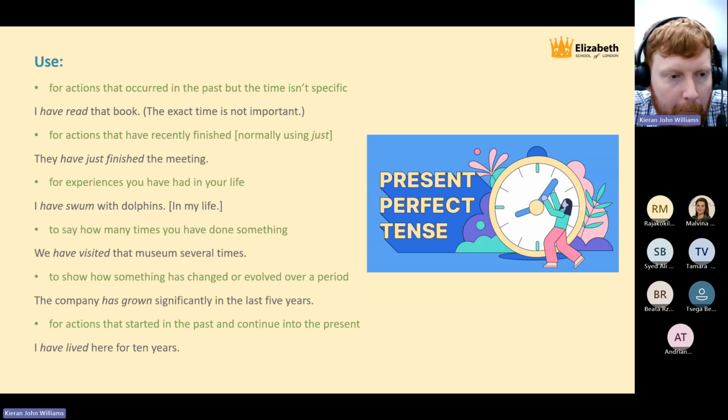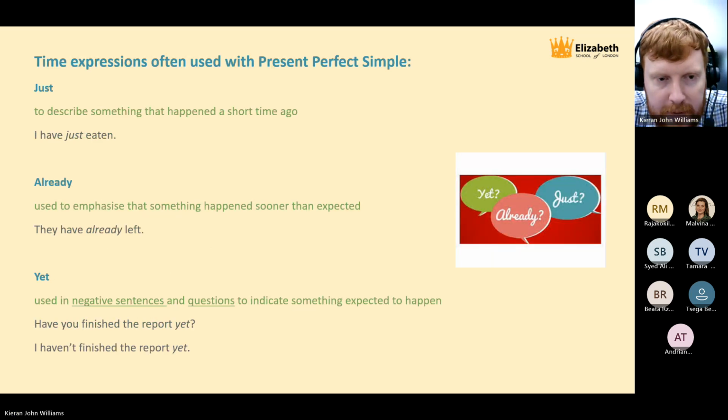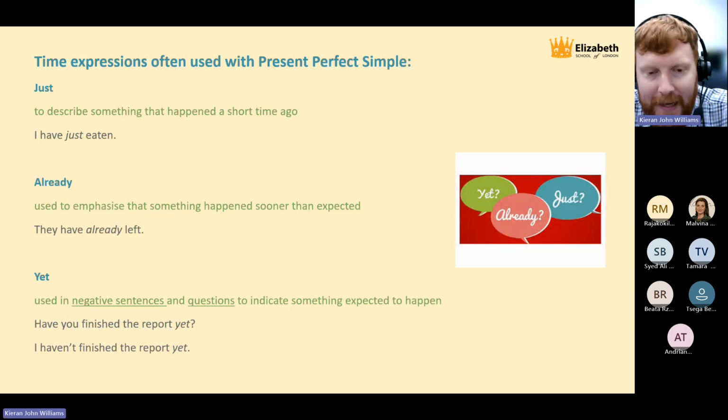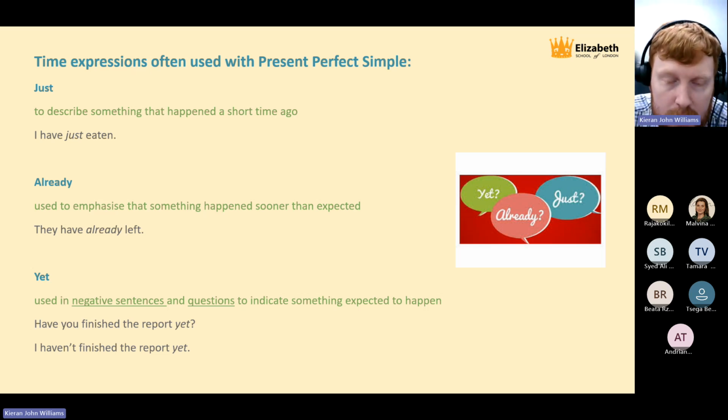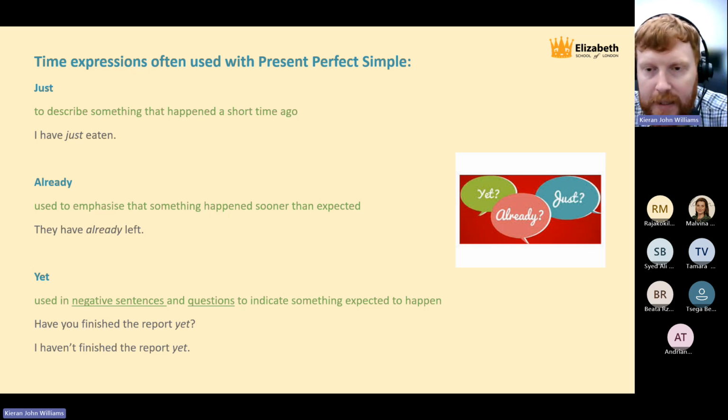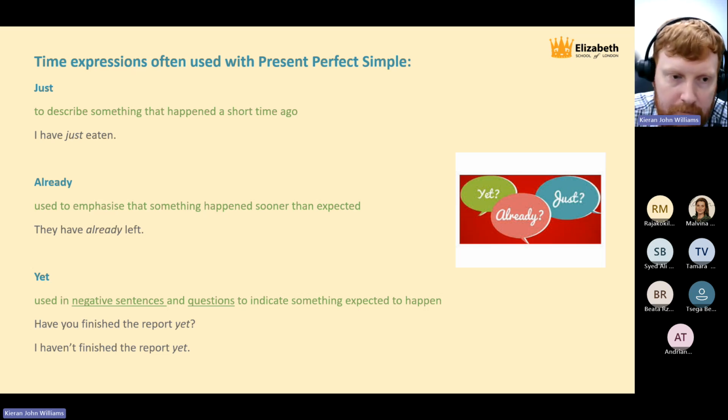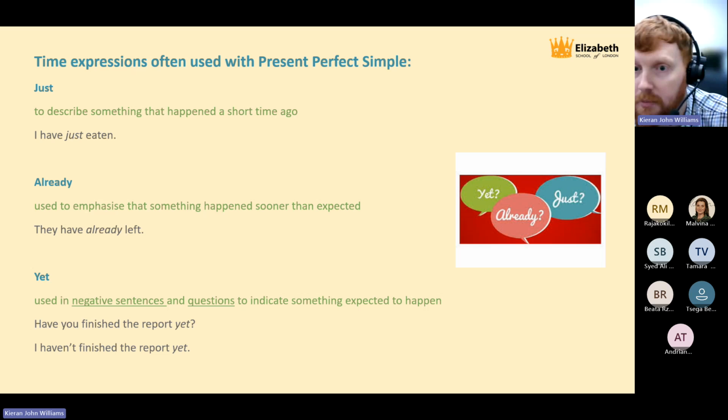Okay. Now, because it can be difficult to know when we use present perfect simple, it helps to remember the words that we use with it. So we've just looked at just. Just is when something happened a short time ago. Okay, so I have just eaten. Present perfect simple.